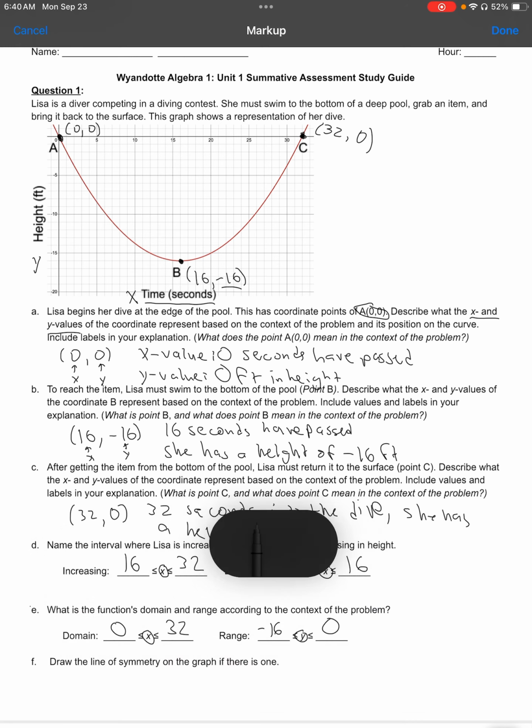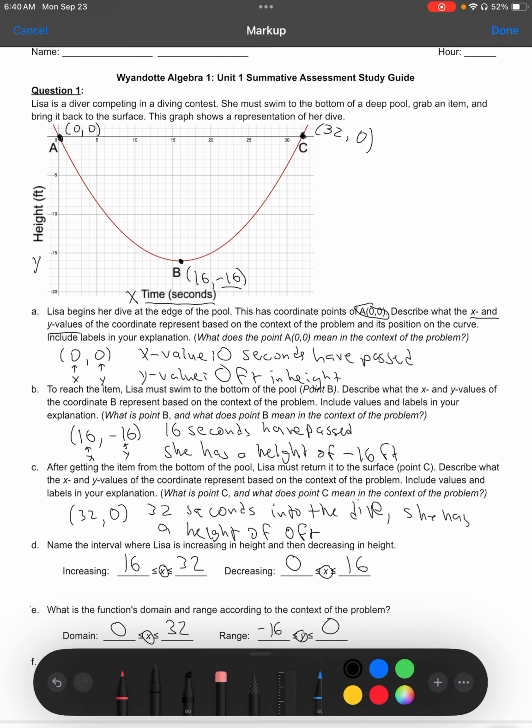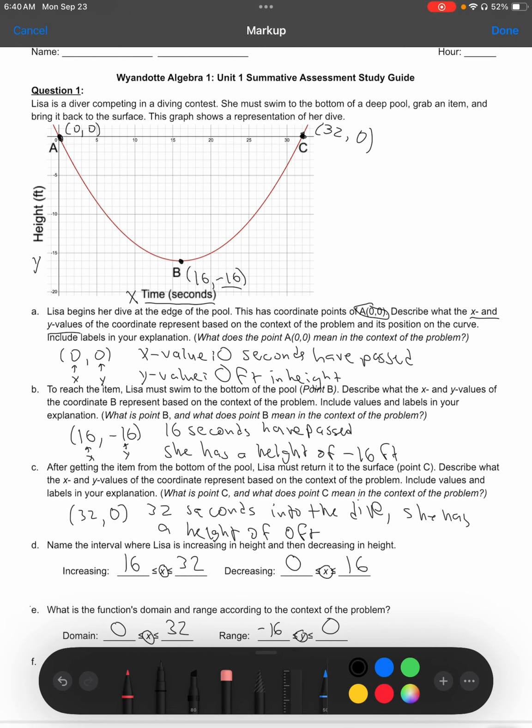Okay, question F says to draw the line of symmetry on the graph if there is one. So the line of symmetry is a line on the graph that cuts the graph in half, and it is the same on both sides. In this case, this graph does have a line of symmetry, and it is through point B. So it's a vertical line of symmetry that is through point B on this 16 seconds line. So it should be something like this. This would be the line of symmetry.